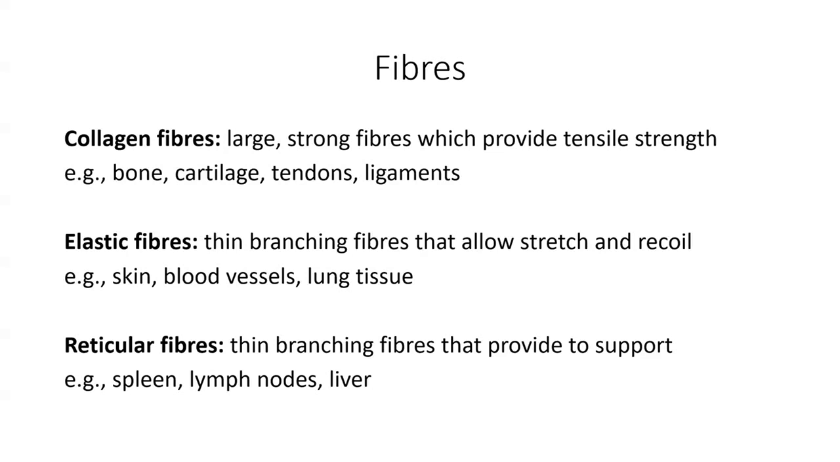Elastic fibers are smaller in diameter than our collagen fibers, and they branch and join together to form a fibrous network within a connective tissue. An elastic fiber is made up primarily of the protein elastin, surrounded by a glycoprotein called fibrillin.